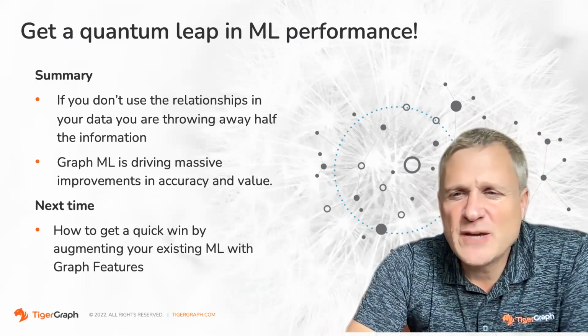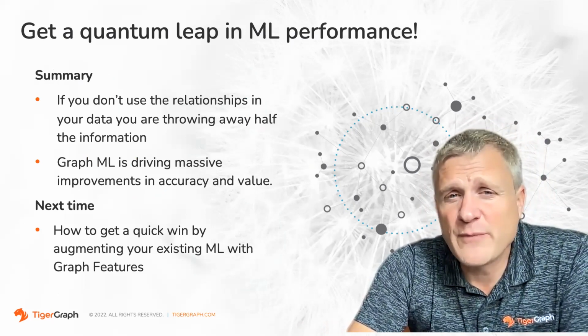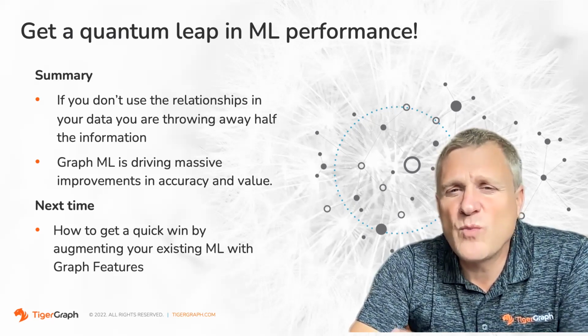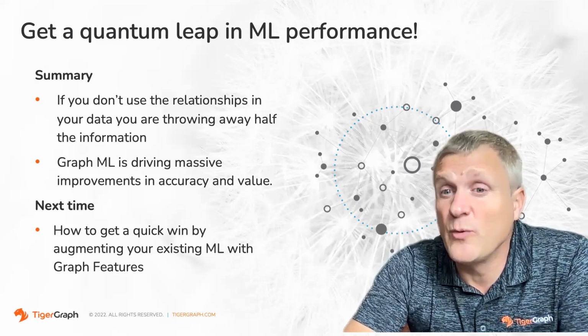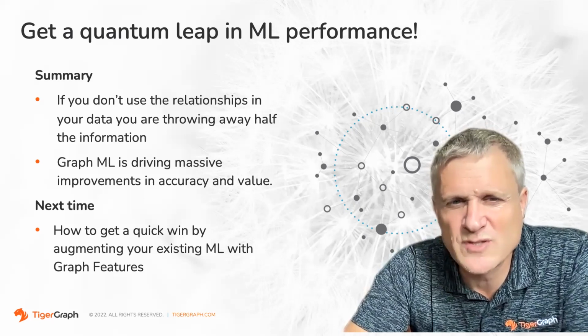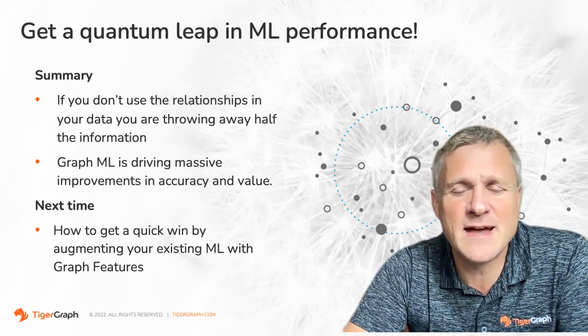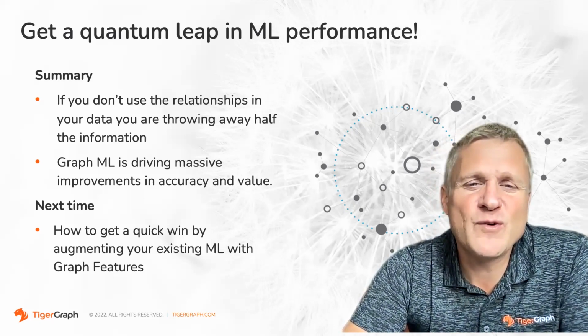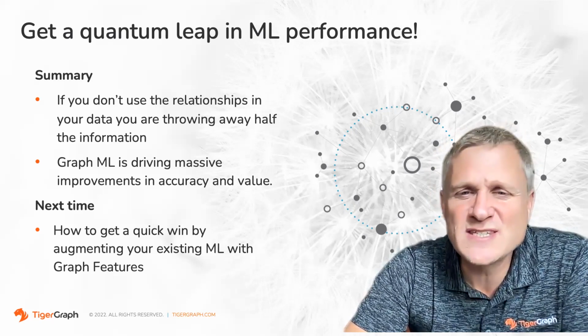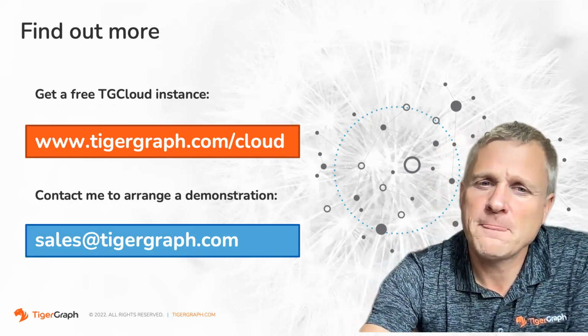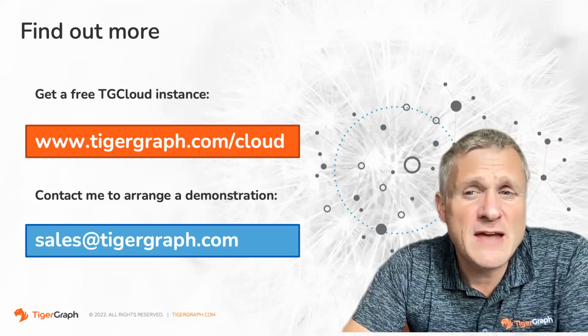So here's a summary. If you don't use relationships in your data, you're throwing half your information away. We're seeing massive improvements from people who are using those relationships, those connections. And in the next talk, we'll talk about how to get a quick win, augmenting your existing machine learning with graph features.